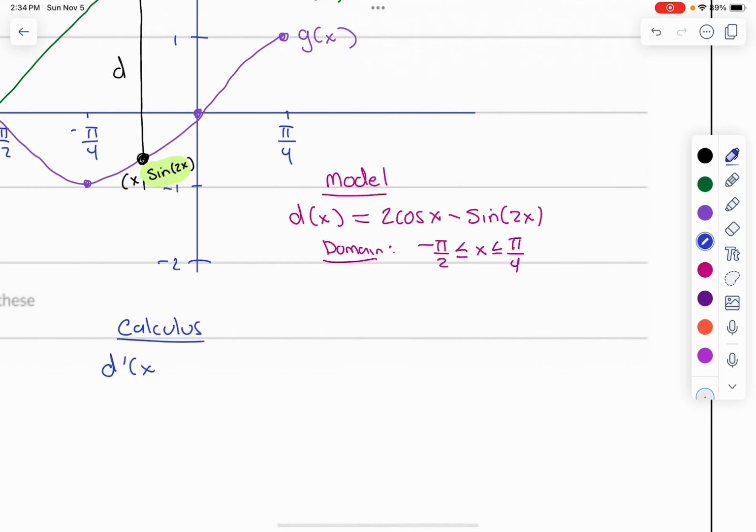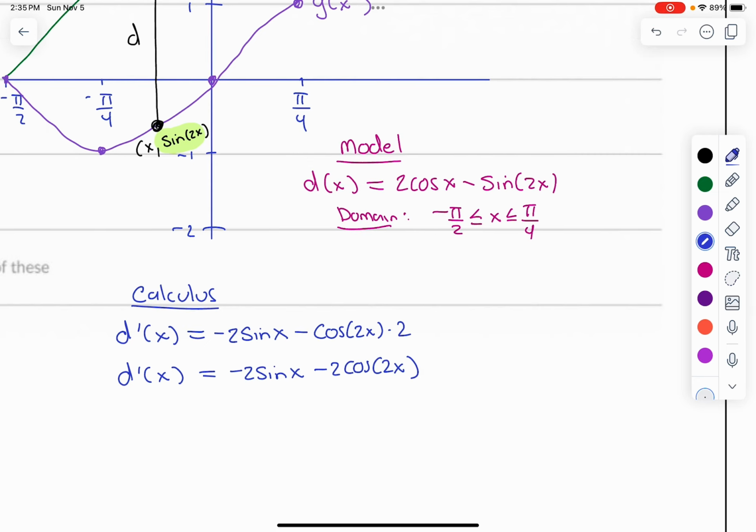The derivative of 2 cosine of x is negative 2 sine of x. And then the derivative of negative sine of 2x, so I'll just treat the negative as subtraction. The derivative of sine of 2x is cosine of 2x, and then by the chain rule times 2. I'm going to clean that up a little bit and write this as negative 2 sine of x minus 2 cosine of 2x. These trig functions are defined everywhere, so I don't need to consider critical points that are undefined. So we set the derivative equal to 0 to find critical points.